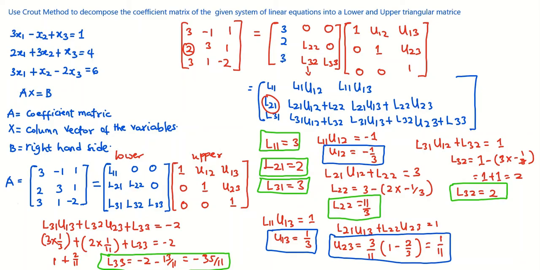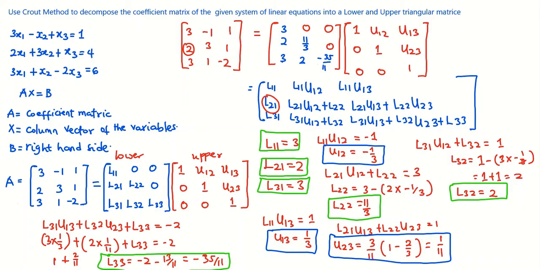And then L22, we have L22 to be 11 on 3. So let me take this out. We have 11 on 3. And then we have L32 to be 2. So let's do that also. L32 is 2. Let me put my 2 here, and then L33 is minus 35 on 11. So let's clean that also and then put the value there. We have minus 35 on 11. Now let's go to the upper triangular matrix.